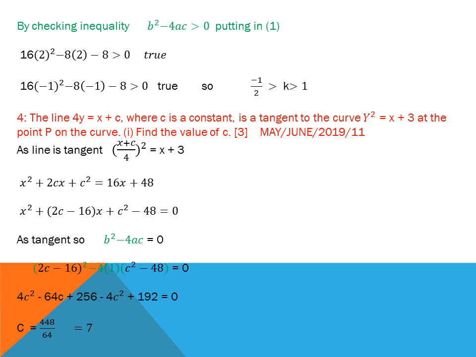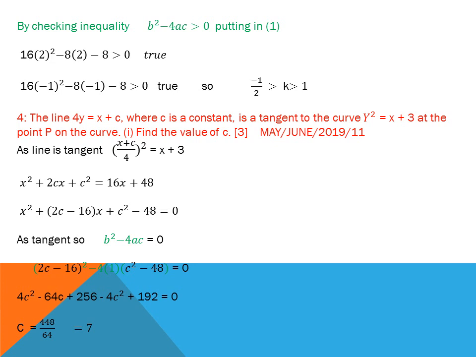Question number 4. The line 4y is equal to x plus c, where c is a constant, is a tangent to the curve. From this word, when line is tangent to the curve, we find that there is only one solution here and discriminant should be equal to 0. B square minus 4ac is equal to 0.